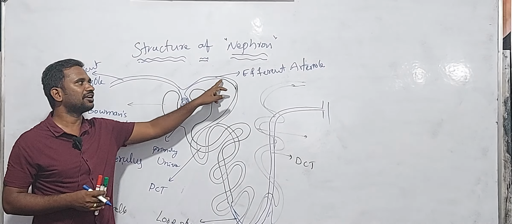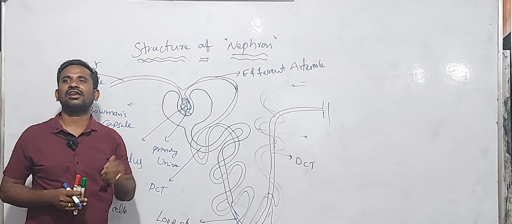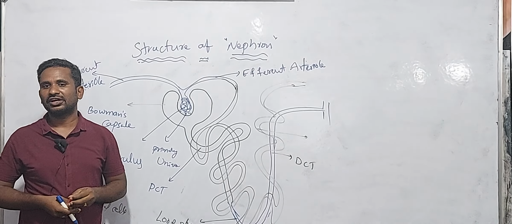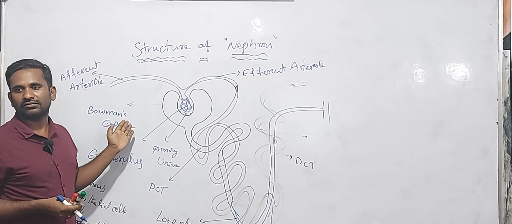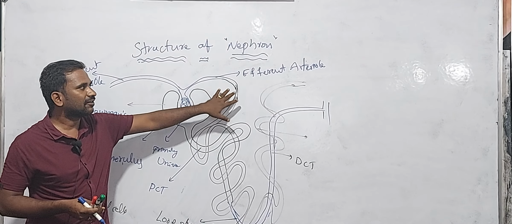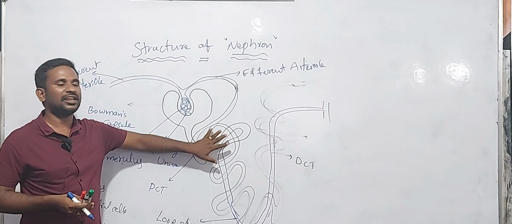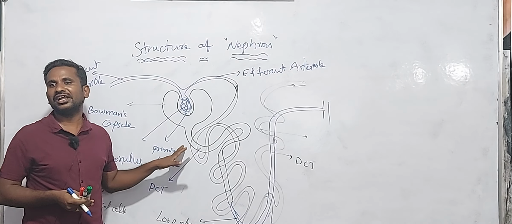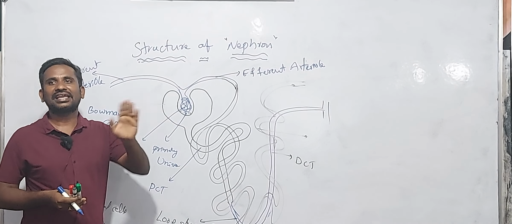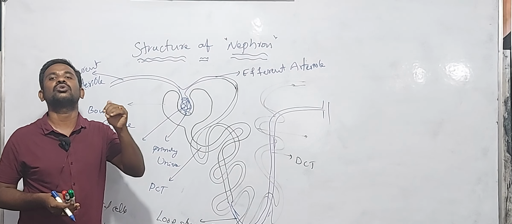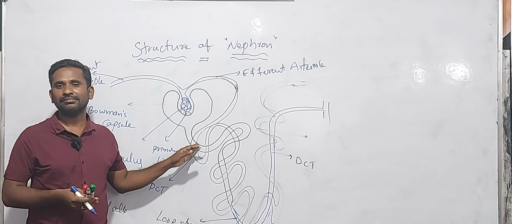Okay, so podocyte cells help in the filtration of blood, and also the size of the afferent and efferent arterioles maintains the pressure. That pressure is also helpful for the filtration. Do you understand? This is the structure of the nephron. The efferent arteriole forms the blood capillary network around the renal tubule. This arrangement is helpful for the exchange of materials. It means urine formation also takes place in this manner.